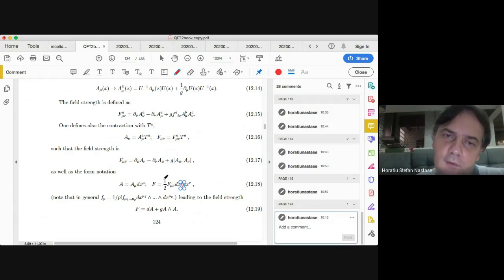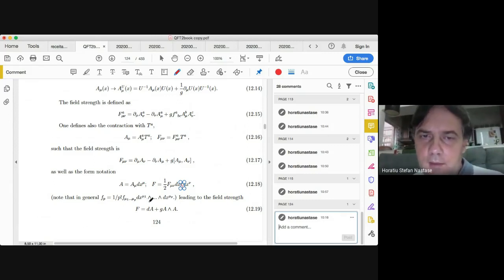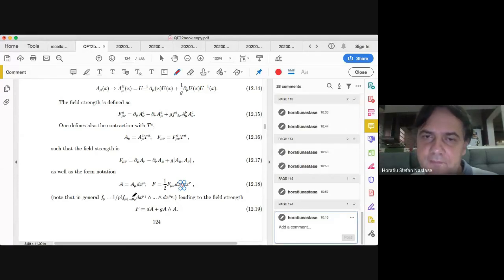And there's also a normalization constant, 1 over 2. So I can define F as 1 over 2 F_mu nu dx^mu wedge dx^nu. And in general, the wedge product of p one-forms is defined this way: dx^mu1 until dx^mup, with 1 over p factorial in front. With this definition, I write just F is dA plus g A wedge A.